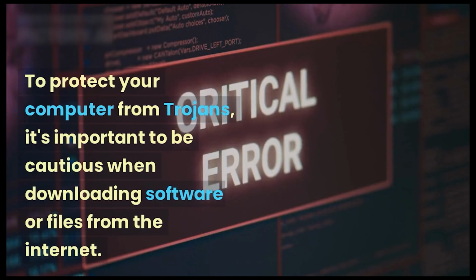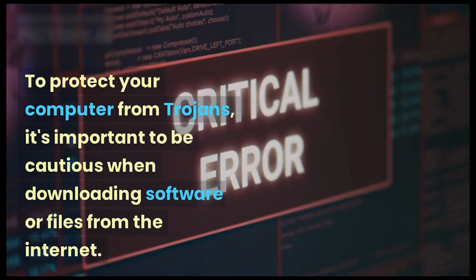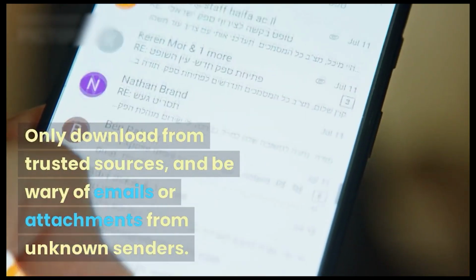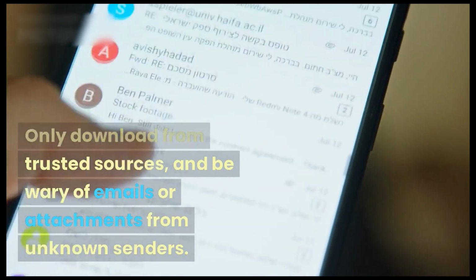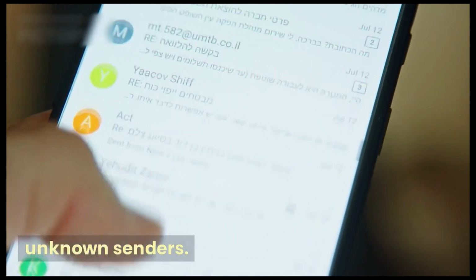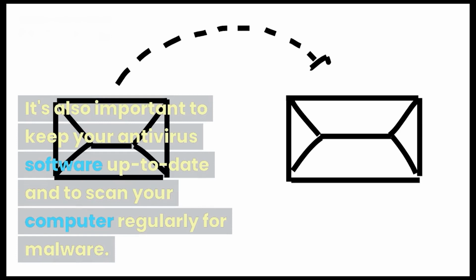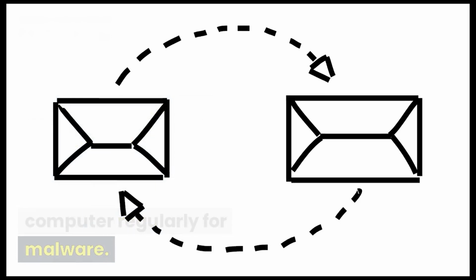To protect your computer from Trojans, it's important to be cautious when downloading software or files from the internet. Only download from trusted sources, and be wary of emails or attachments from unknown senders. It's also important to keep your antivirus software up to date and to scan your computer regularly for malware.